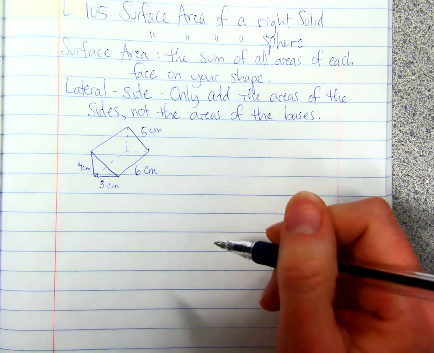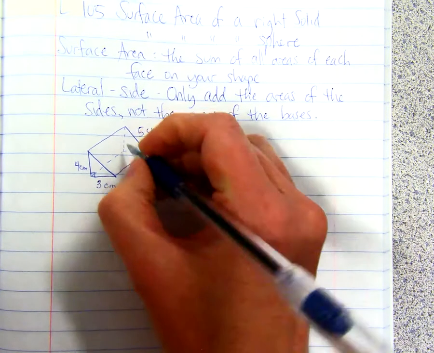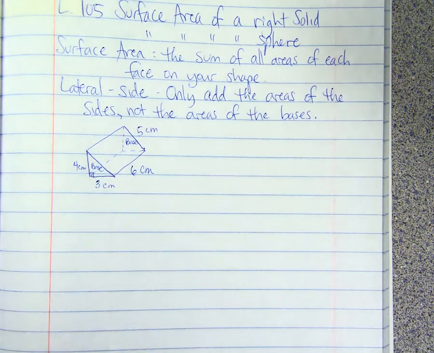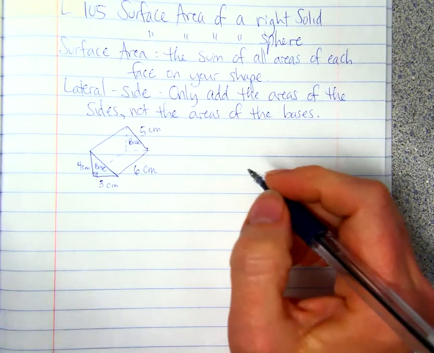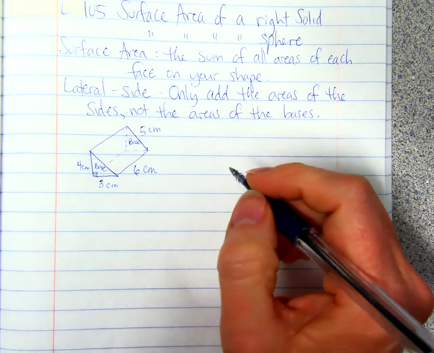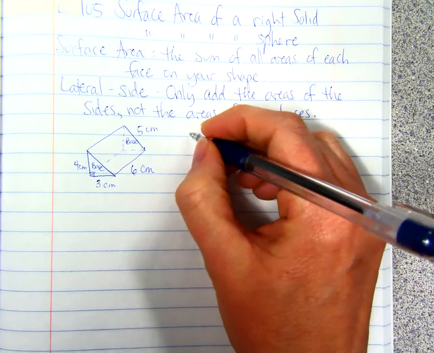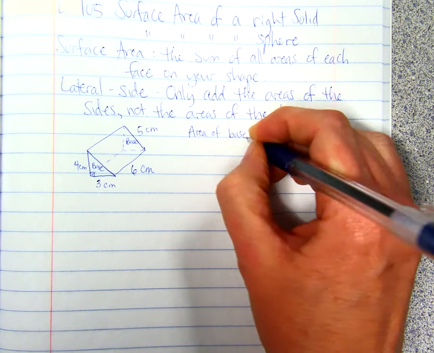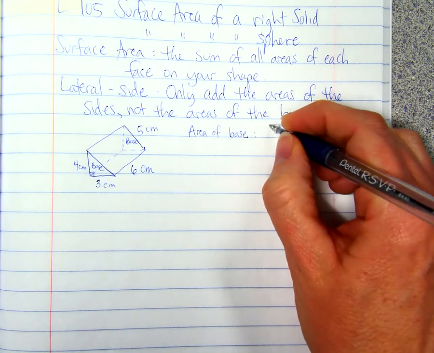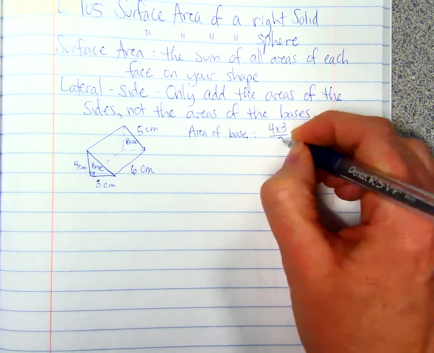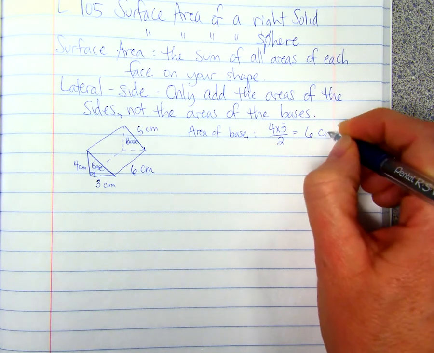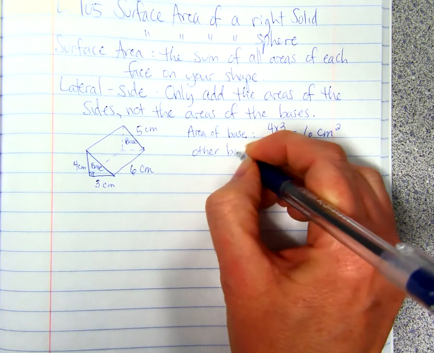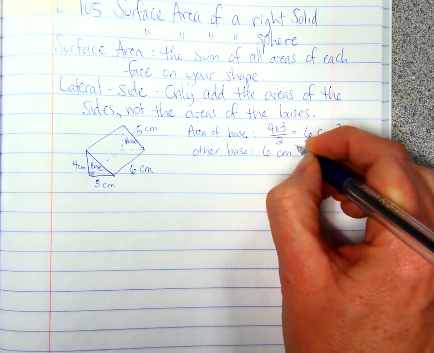So one thing that you need to know about this is the base is this triangle. So these are the two bases. So to find the area of the base, because it's a triangle, we do 4 times 3 and then divide by 2. So it will be 6 centimeters squared. The other base will also be 6 centimeters squared.